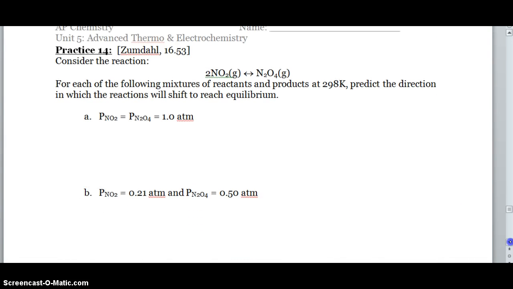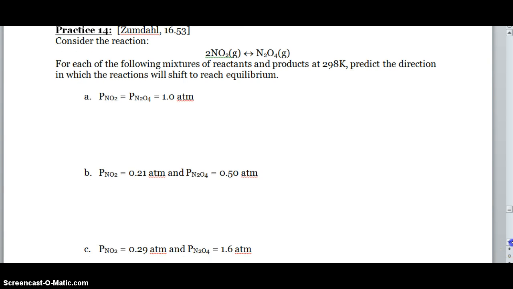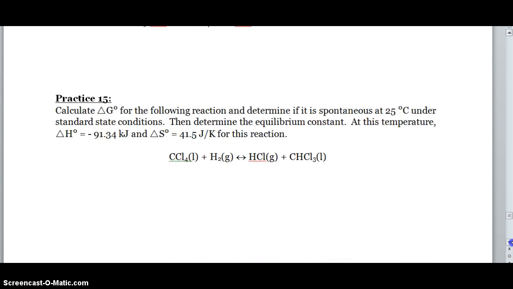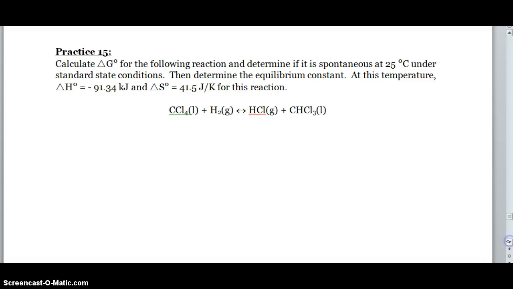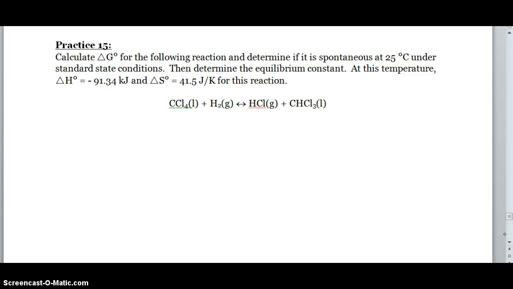Just for time, we're going to cut to practice 14, and I'm going to run through 15 and 16 for you. And then if we need help on 14, we can certainly do that later. Alright, so practice 15. I want you to calculate delta G for the following reaction and determine if it's spontaneous at 25 degrees Celsius. Okay, well that's delta G naught, and that's just going to come from a table, right? Then they want you to figure out what the equilibrium constant is. So then they want you to solve for the K.